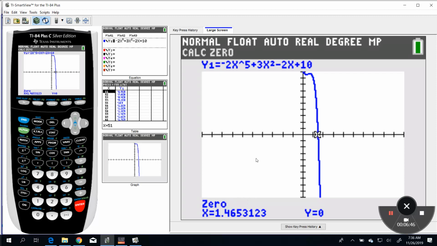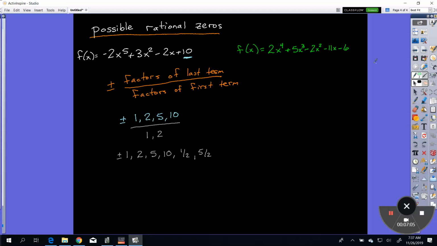Okay? But these are only the real zeros. So far, so good? So there's 8 more. There's the complex ones, which are the ones with i's. So are you ready to find it? Okay. Let's jump into the heart of this today then.